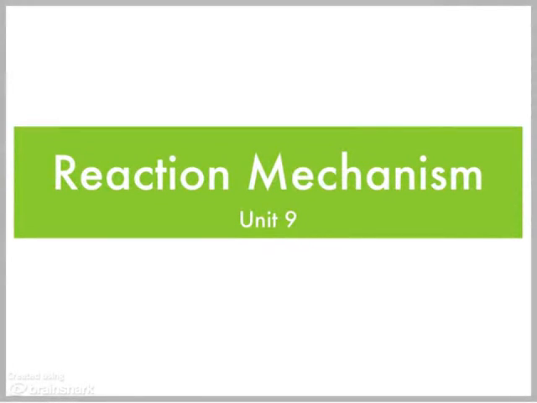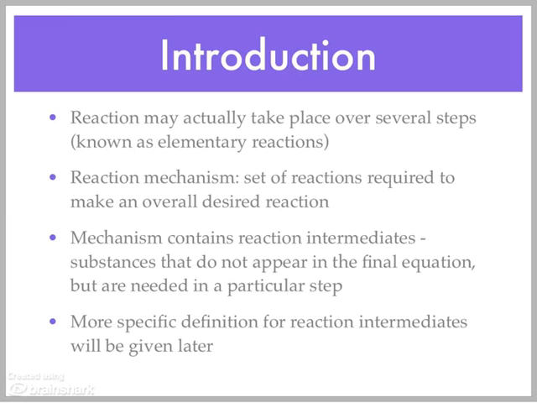So in this tutorial, I just want to go over something called a reaction mechanism, which so far we've only gone over overall reactions. But the problem is a lot of reactions actually take place over several steps. It's not just one full step where you add two reactants together and they form a product. There are times where you actually have to do several reactions in order to get to that overall reaction. And these steps are known as elementary reactions.